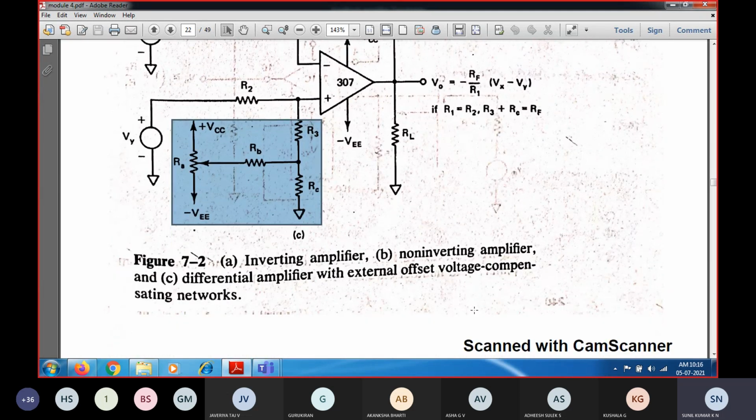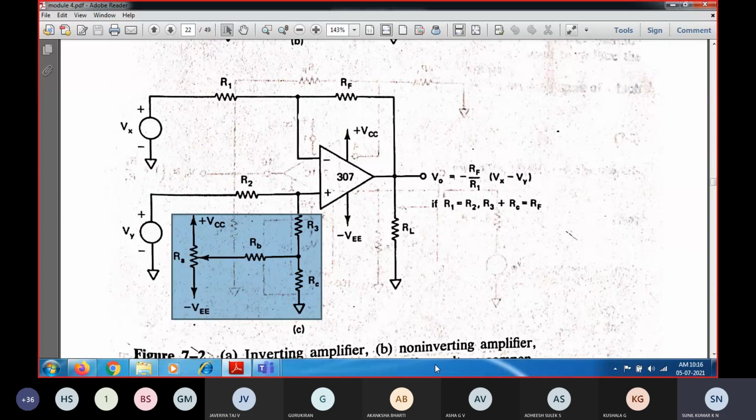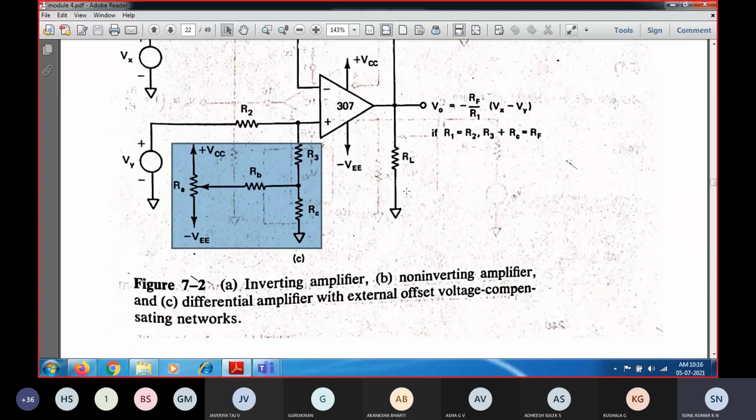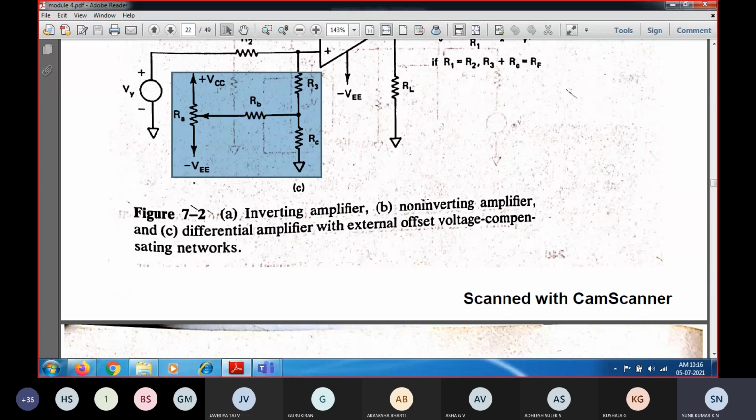If I rectify those errors, then whatever the application I decide on, you will be getting the intended output instead of an unwanted, biased output. So if you use a voltage compensating network or offset nulling terminal, you will be getting the correct, precision output. So this is about the manufacturer recommended method as well as the voltage compensating network to minimize the offset voltage.